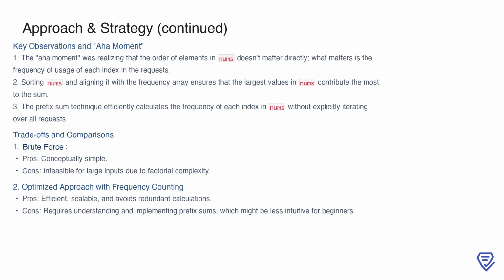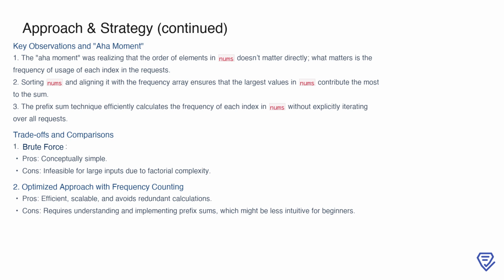The core insight that drives this approach is realizing that the order of elements in nums doesn't matter directly. What truly matters is how often each index in nums is used, as dictated by the requests. Sorting nums and aligning its largest values with the highest frequencies ensures that the contribution to the sum is maximized. The prefix sum technique is another crucial piece, as it allows us to calculate the frequency of each index efficiently without explicitly iterating over all requests.